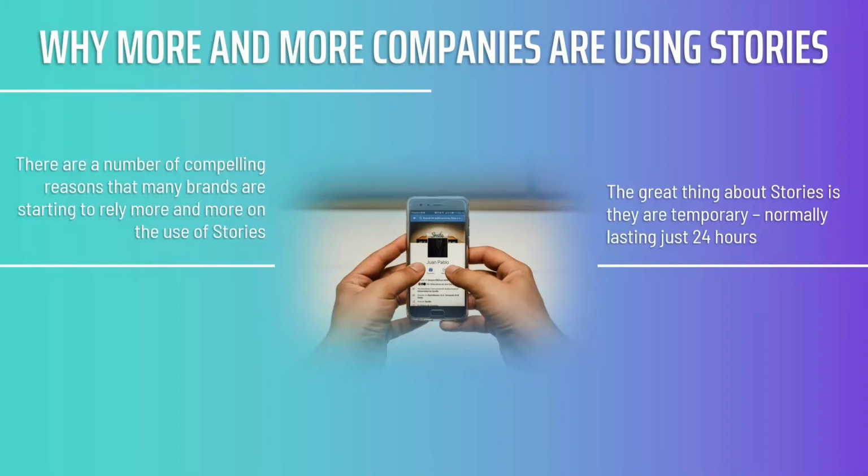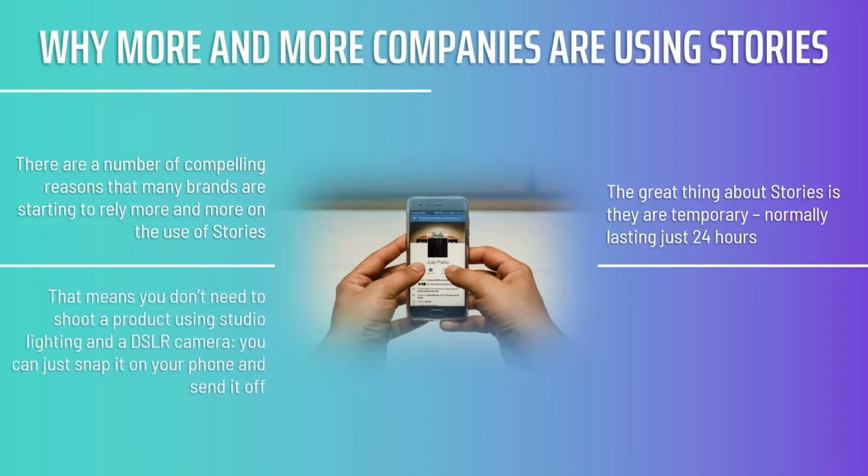The great thing about stories is that they are temporary, normally lasting just 24 hours. That means that they don't leave a lasting impression on your page, feed, or account. That gives them a much more personal and off-the-hip feel that customers and fans really dig, but it also means they can afford to be a little less polished and tailored. That means you don't need to shoot a product using studio lighting and a DSLR camera. You can just snap it on your phone and send it off. For businesses, this can be seen as a revelation.